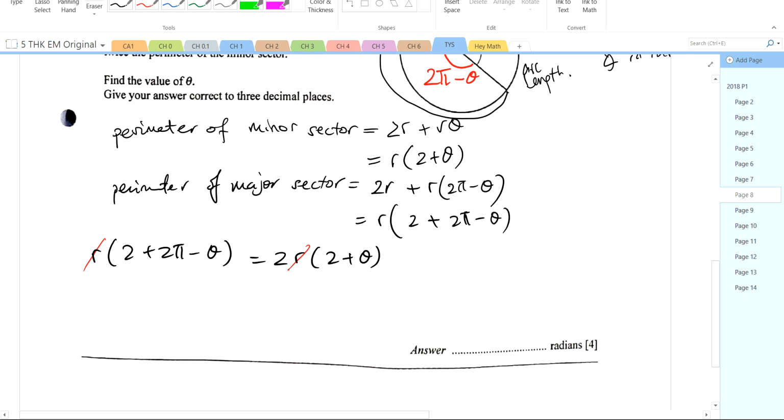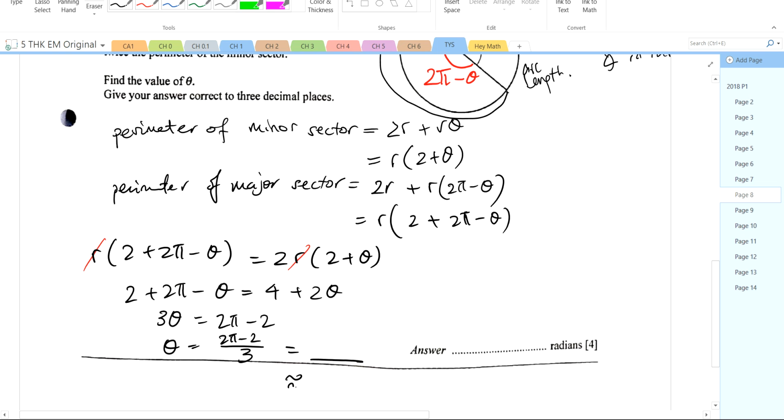leaving us with an equation with only how many unknowns? How many unknowns do you see? One equation, how many unknowns? 1. What is that unknown? Theta. Theta is our unknown. Okay, so expand, simplify. 2 plus 2 pi minus theta equals to 4 plus 2 theta. 3 theta equals to 2 pi minus 2. Theta equals to (2 pi minus 2) over 3. Get the answer from your calculator.